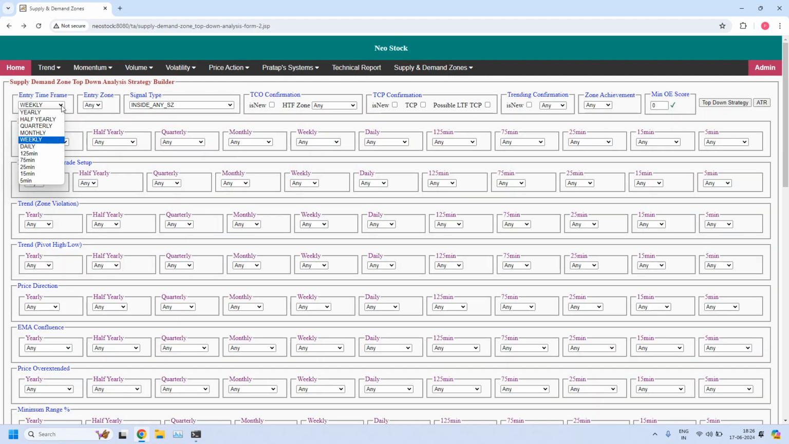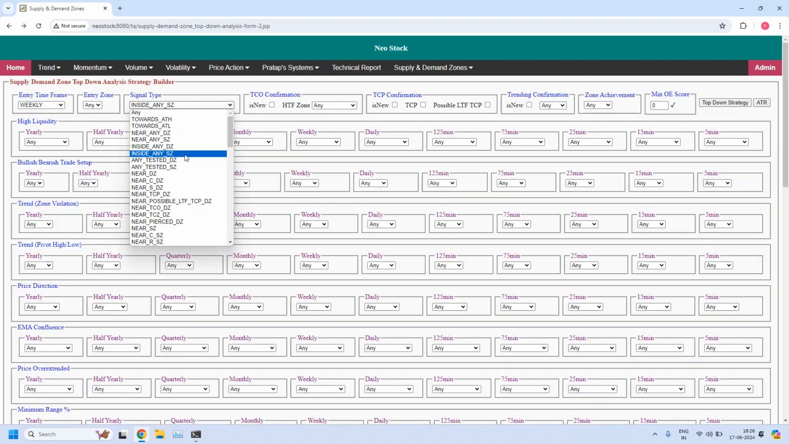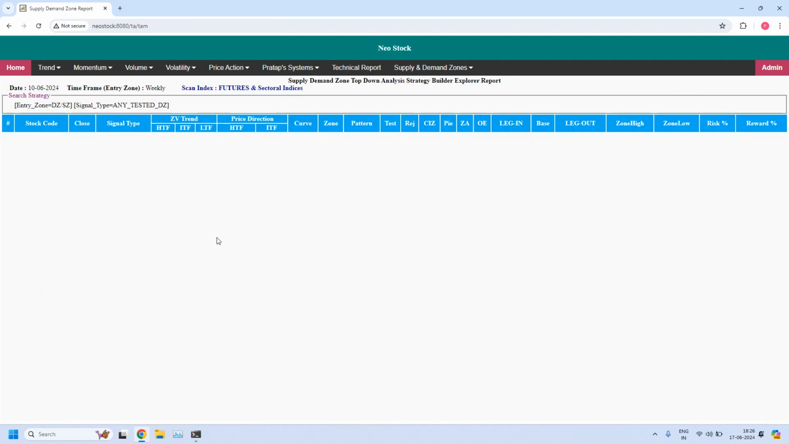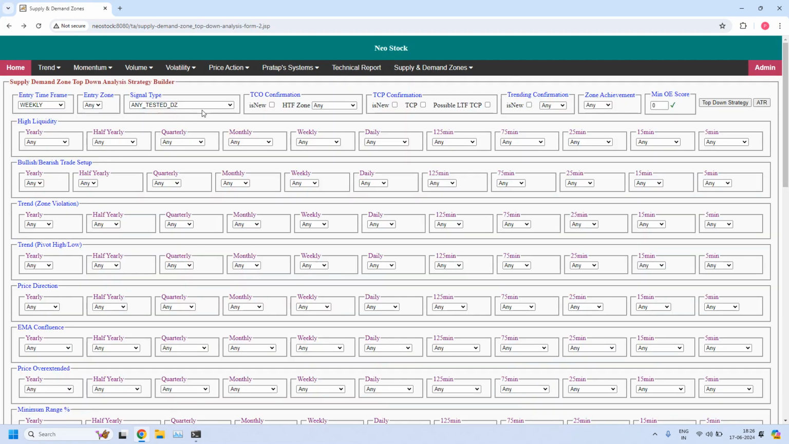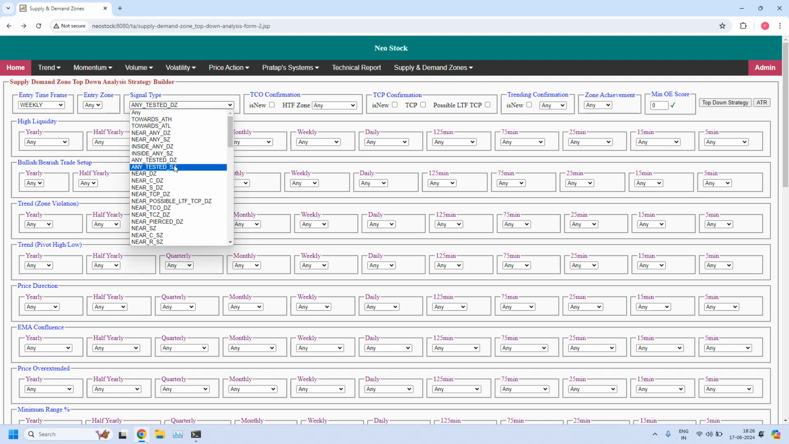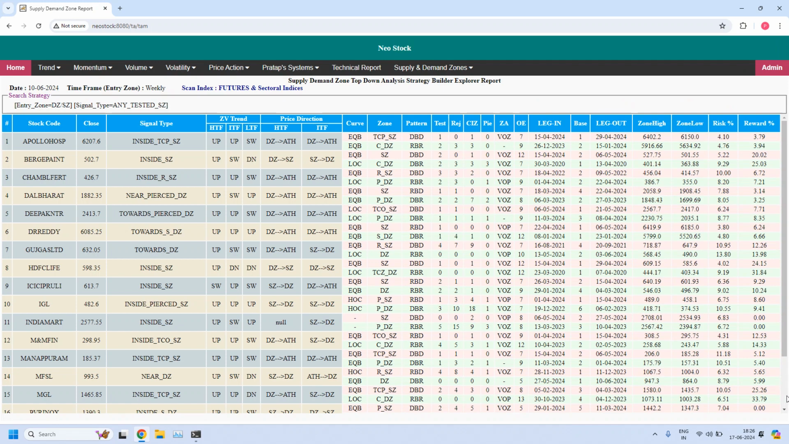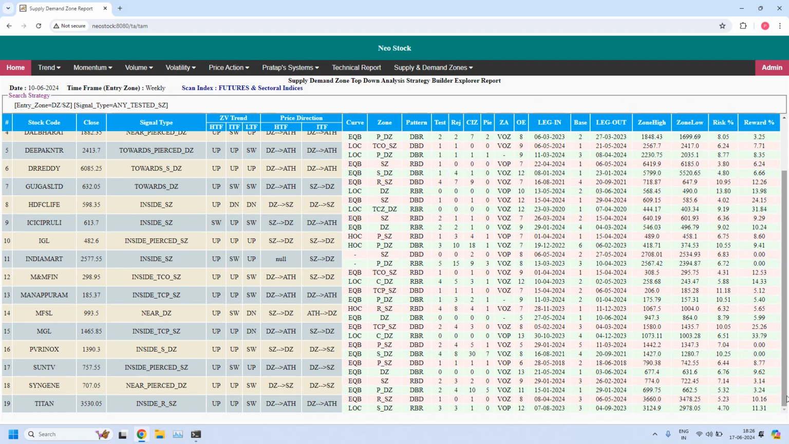Okay, let me go back. For weekly time frame, let us find the tested demand zones, weekly demand zones. No weekly demand zones are tested during this week. So let me go back. Now let us find the tested weekly supply zones. So these are the tested supply zones during this week. I mean, these stocks are having supply zones that are tested. Let me scroll down. 19 stocks.